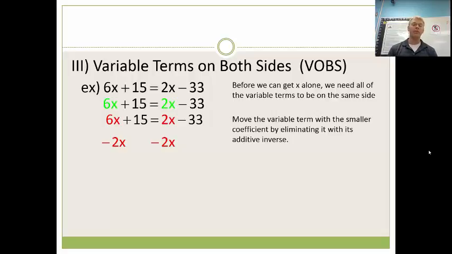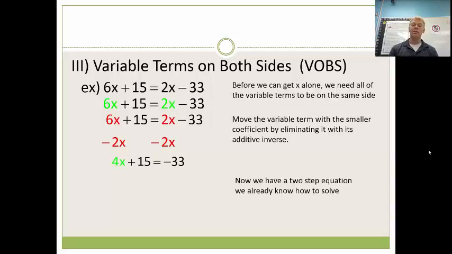We remember our subtraction property of equality says whatever I do to one side with subtraction I have to do to the other. So by subtracting 2x on the right, I'm actually moving that variable term over to the left-hand side. Now I can combine 6x and negative 2x, and you can see we have 4x plus 15 equals negative 33. This again is a two-step equation, just like we had in the last unit and we've seen in the previous problems.